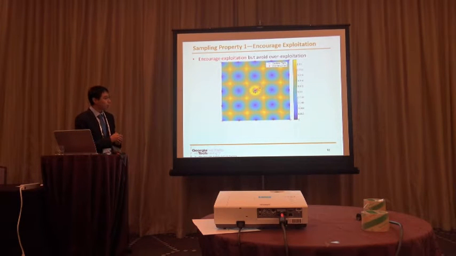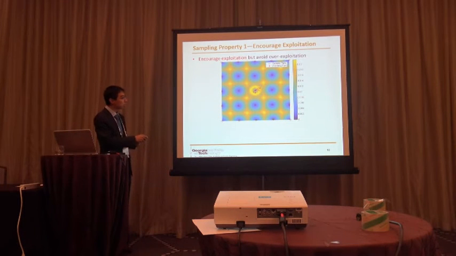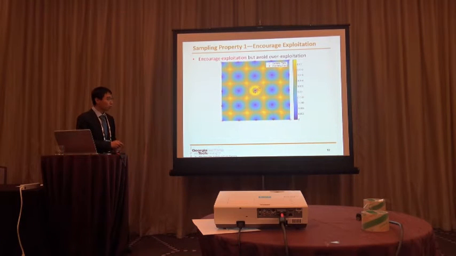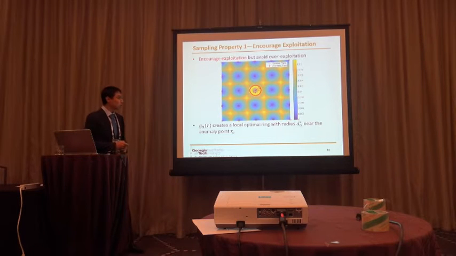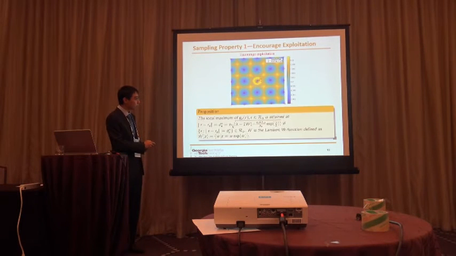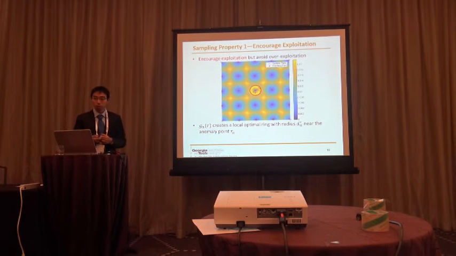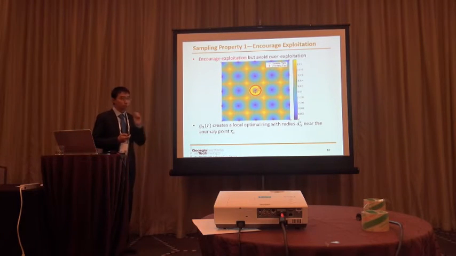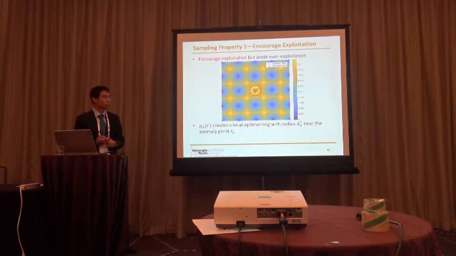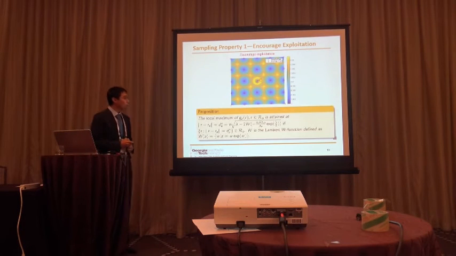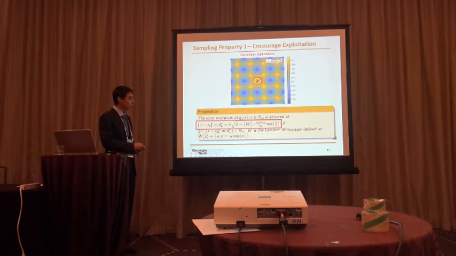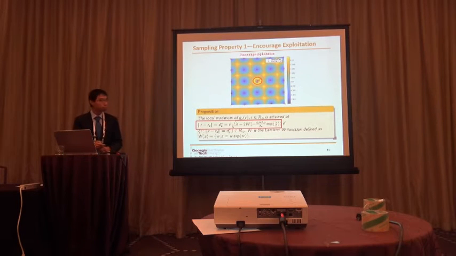As you can see, this is the same example with 25 sample points, but only the centered one is the anomaly point. And this sampling criterion creates a local optimum ring near the anomaly point. So by maximizing this function, we encourage the next sample point to be put on this ring, but at a certain distance away to avoid overexploitation. Furthermore, we can compute the radius of this ring mathematically.